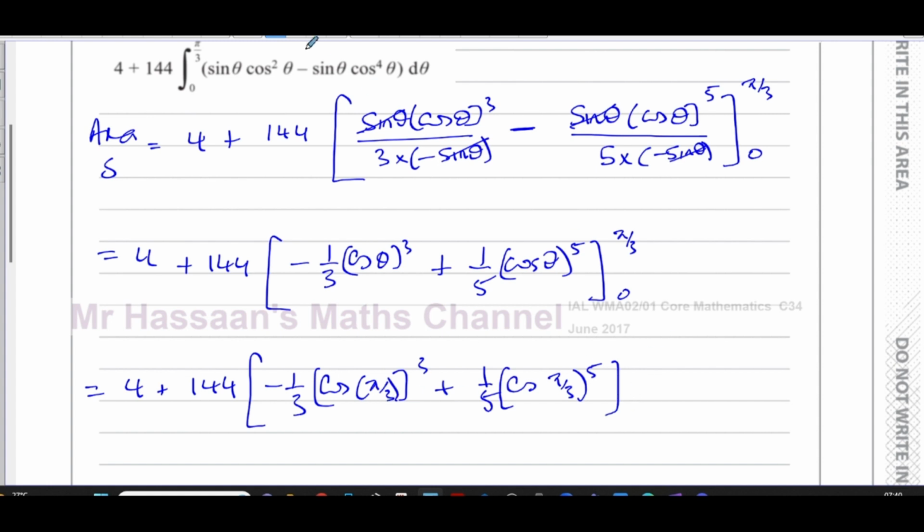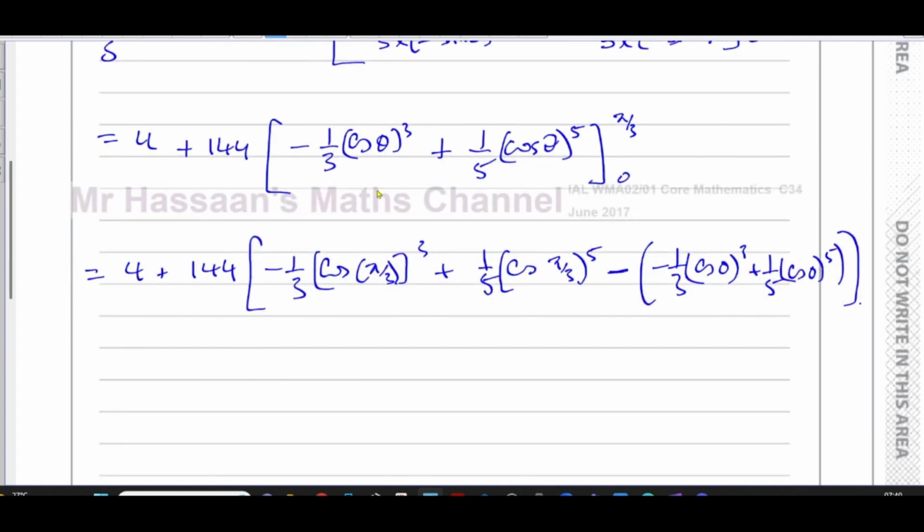Okay, one second. I've got to make sure that there's nothing else as well. So I'm going to take away minus 1/3 times the cosine of 0 cubed plus 1 over 5 times the cosine of 0 to the power of 5. So you have to take away all of that as well, right? Because you put 0 into those as well.